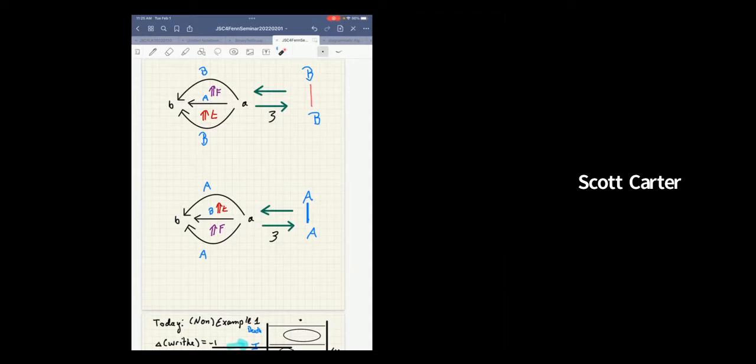Here we go. This one only has one boundary component, so it is a Mobius band.